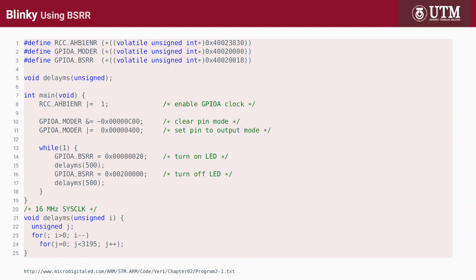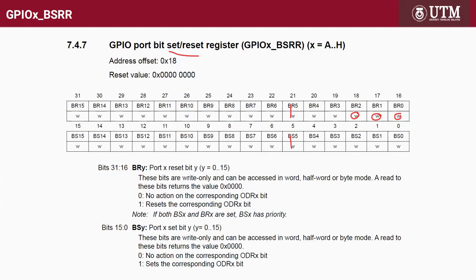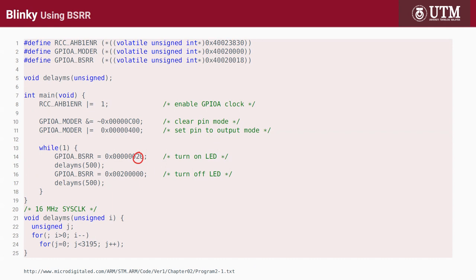So for our LED, for example, to turn on the LED, you put 1 here. So I will get 0, 0, 0, 0, 0, 0, 1, 0, 0, 0, 0, 0 here. So this is 20 hex. To set the bit, I put 20 hex.